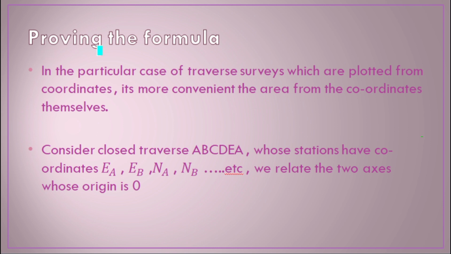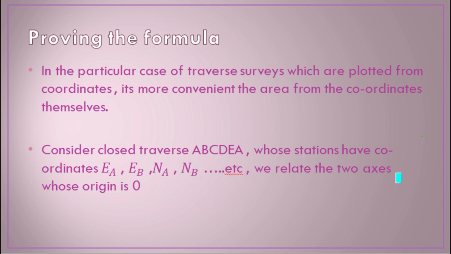So proving the formula. In a particular case of traverse survey, which are plotted from coordinates, it is more convenient to get the area from the coordinates themselves. So considering the closed traverse A, B, C, D, then we go back to A, whose stations have coordinates. This is the easting for A, easting for B, northing for A, northing for B, etc.